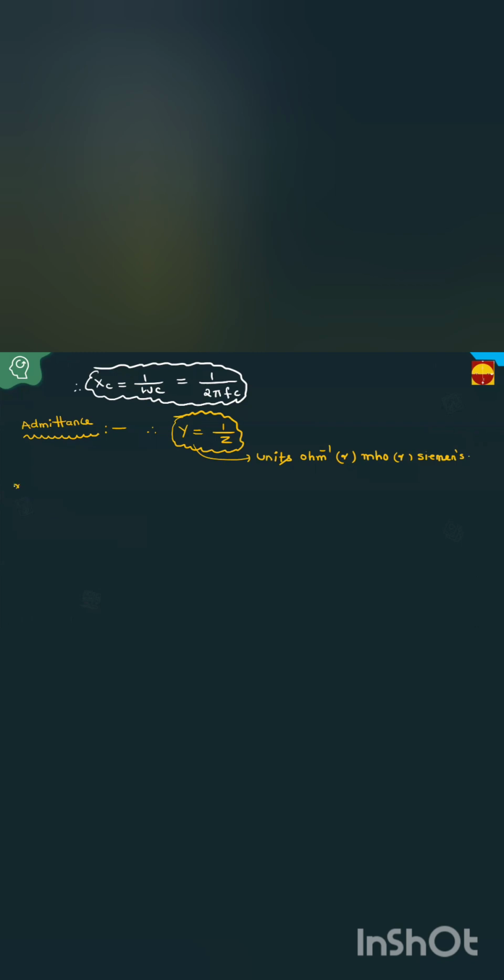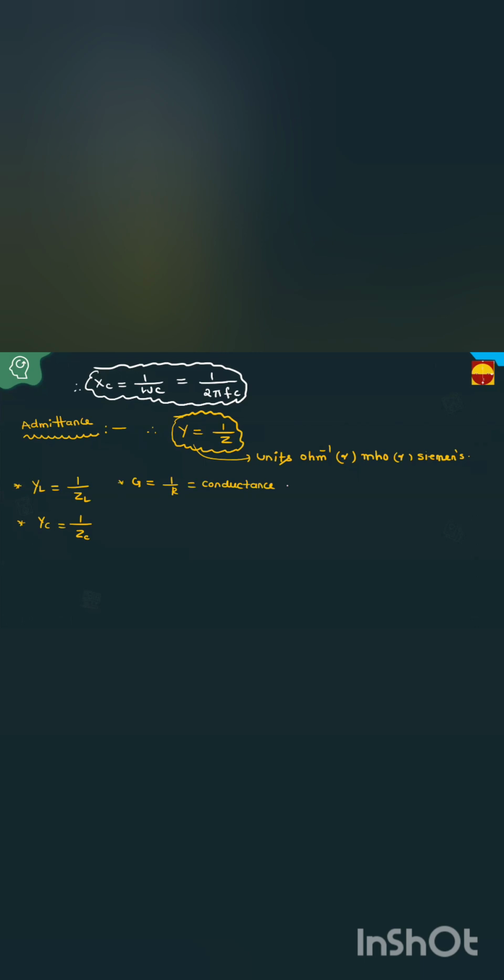Then what is the admittance of an inductive element? YL equal to 1 by ZL. What is the admittance of a capacitive element? YC equal to 1 by ZC. We know this. What is 1 by resistance, friends? G equal to 1 by resistance. This is called conductance.